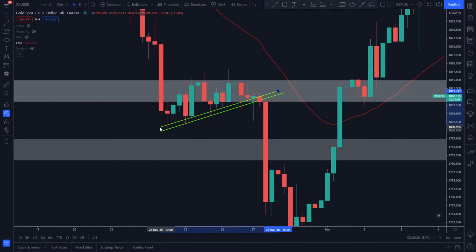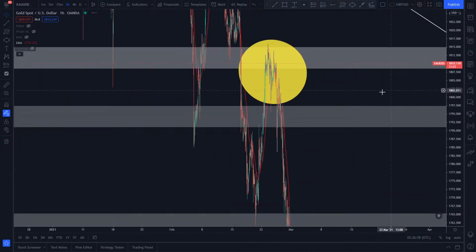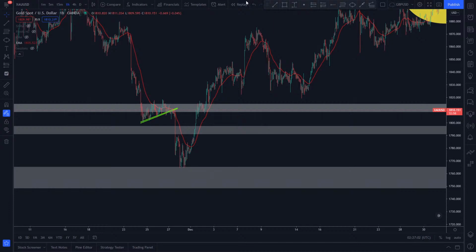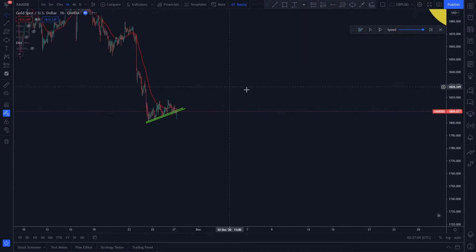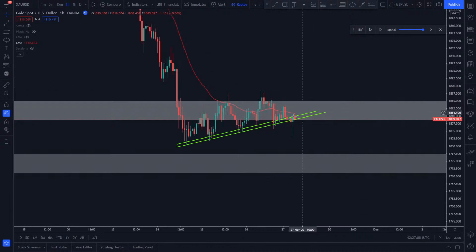So it's like the consolidation pattern. And then when you start drawing it out more and more, let's do market replays. It's like a reverse descending triangle. Or you can have a rising flag pattern here.